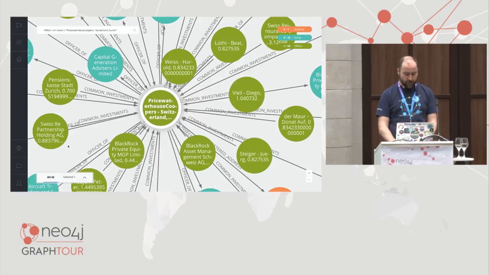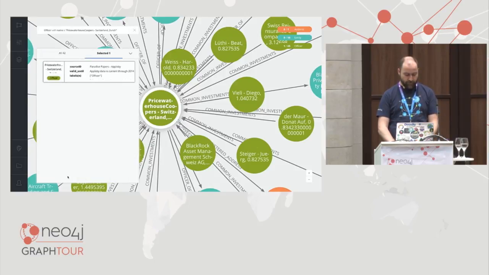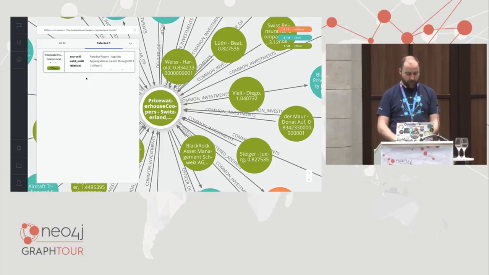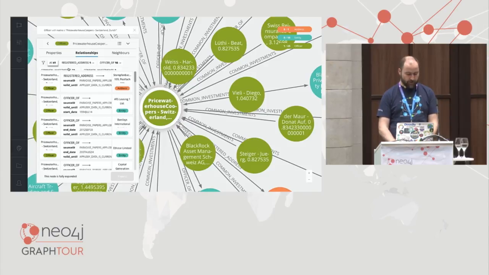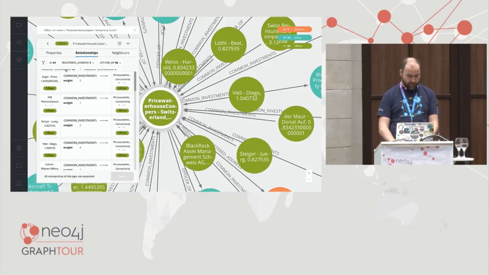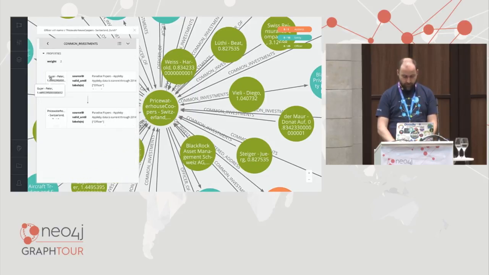And so the visual interaction is one way of interacting with the data, but we can also use this card view over here. So this is our PricewaterhouseCoopers. And now we can, for instance, look at the properties of this node, but we can also follow relationships. And here you see that we have the common investment properties relationships. And so we find here one person which has quite high PageRank, so 1.4, Peter Guillier. And we can find this person as well.